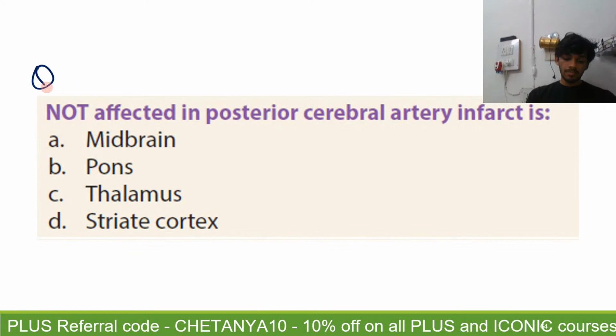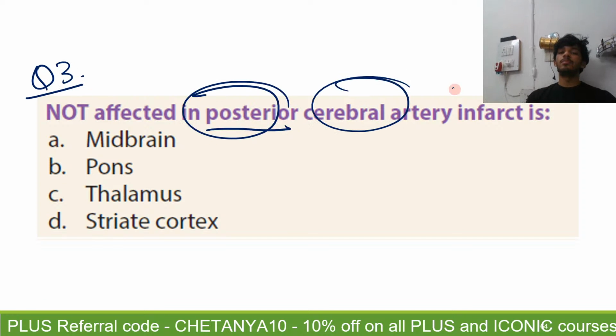Question number three. Which of the following is not affected in a posterior cerebral artery infarct?